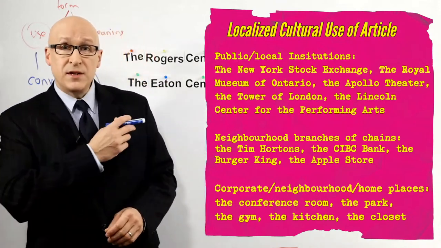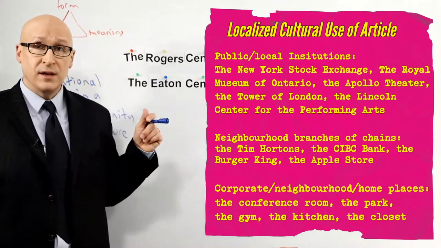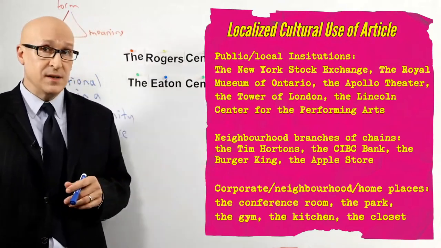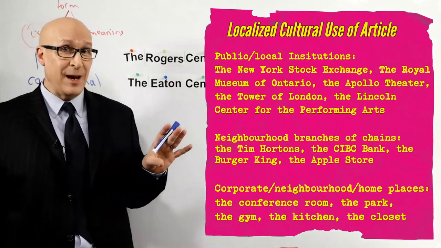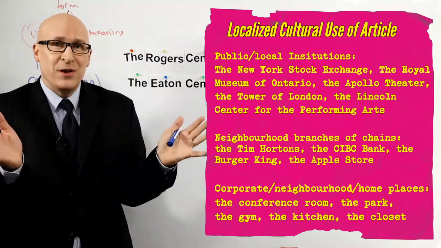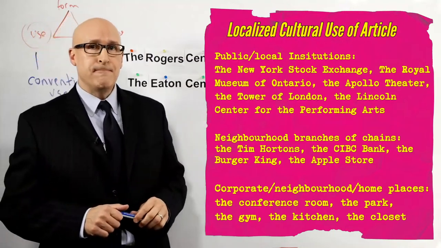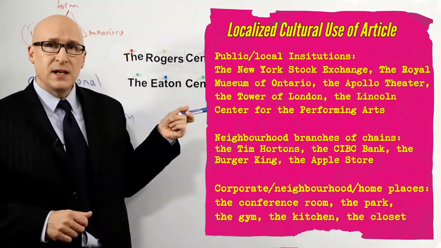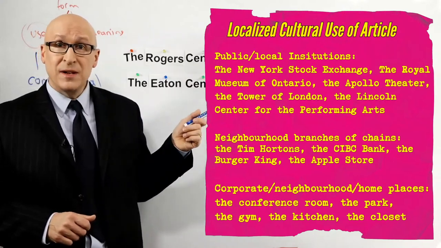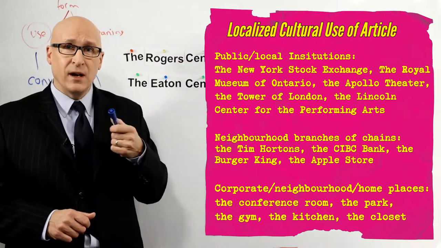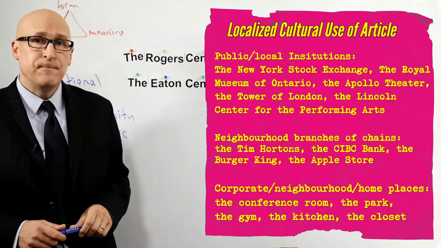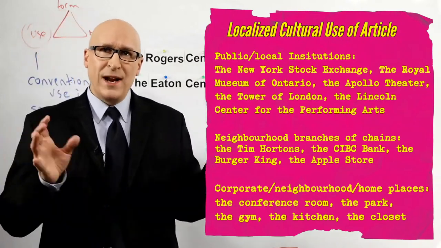The Royal Museum of Ontario, the Apollo Theatre, the Tower of London, the Lincoln Center for the Performing Arts. Okay, you start to see what's happening here. Local institutions that everyone knows which one you're talking about, right? Look at this one here, the Lincoln Center for the Performing Arts. That's in Washington, D.C. There's probably several centers for the performing arts, but there's only one Lincoln Center. Okay? Also, neighborhood branches of chains.